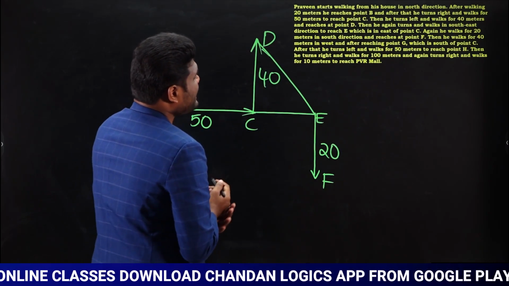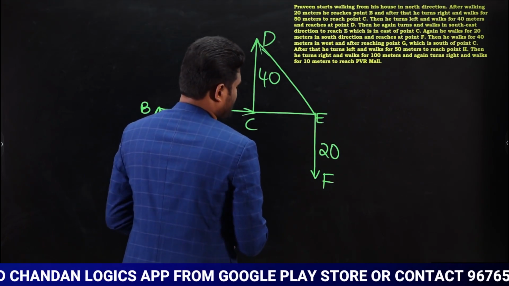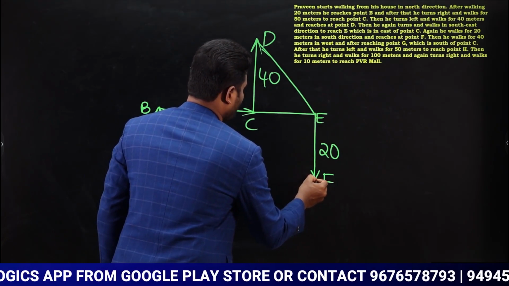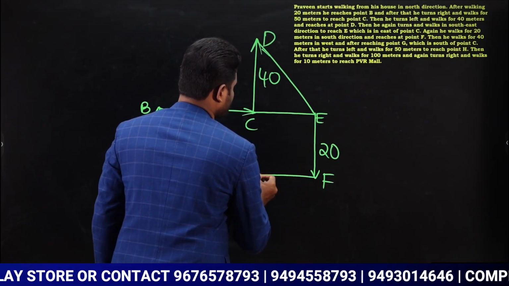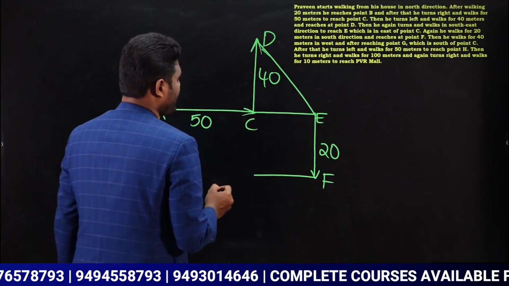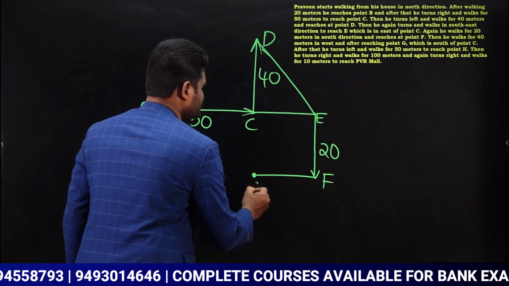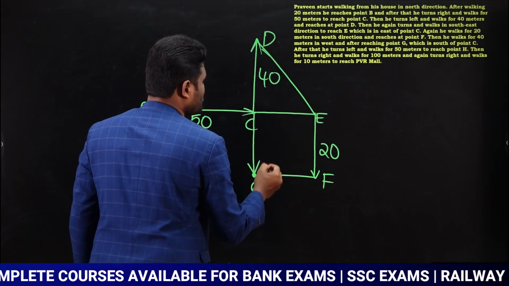Next, he walks 40 meters in the west and reaches point G. So he is going to move 40 meters towards west and reach point G, which is in the south of point C. Look here. This is point G, which is in the south of point C.